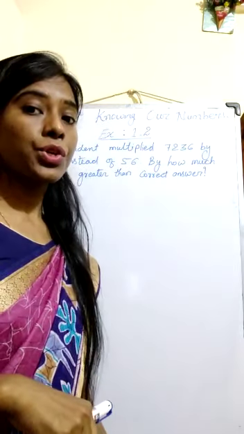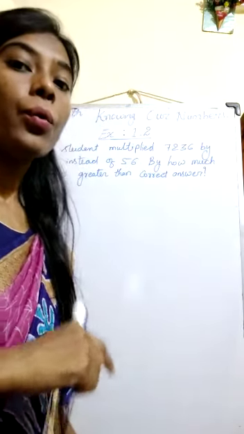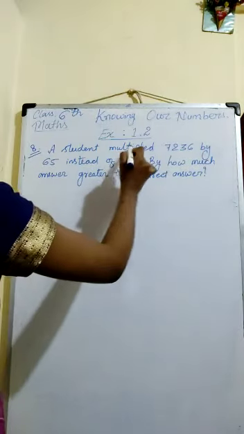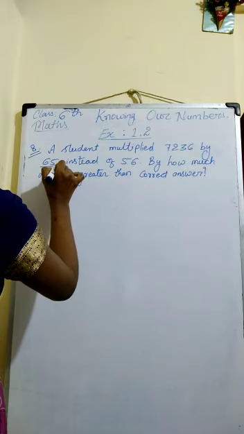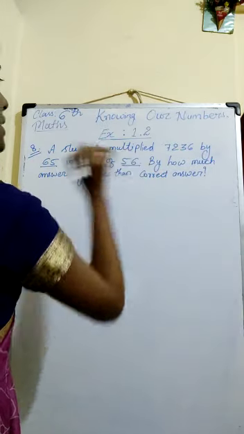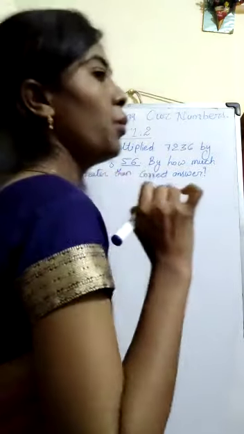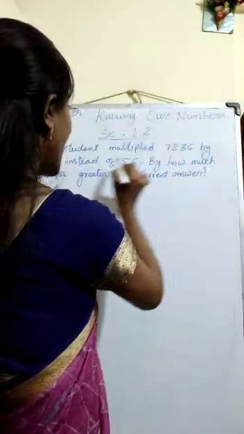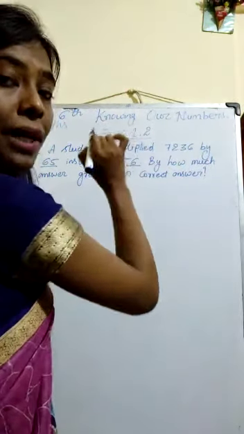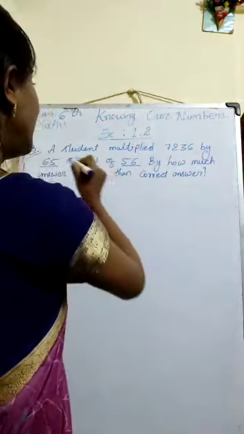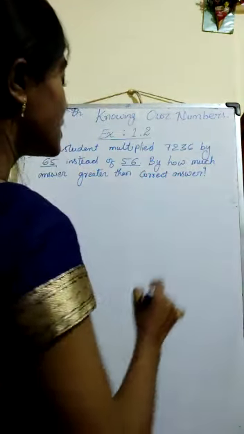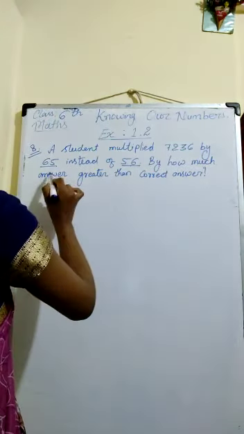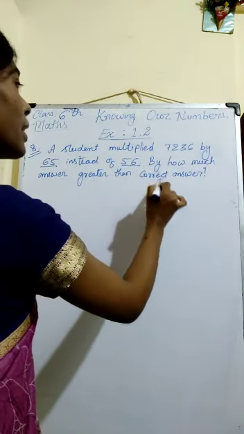Now see the next question, question number 8, where the question is, a student multiplied 7236 by 65 instead of 56. What did you get by this? Actually, the student has to multiply by 56. But what he did? He multiplied by mistake by 65. The question is, by how much is the answer greater than the correct answer?